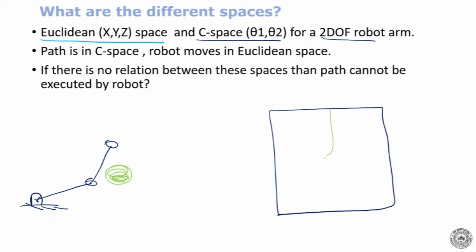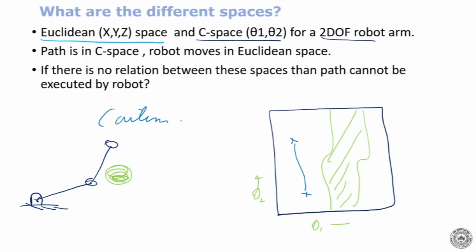So I drew the corresponding obstacle space here. This is my obstacle, this is my theta 1, this is my theta 2. Now I want to find a path from one point to another point, from this point to this point. I found a path. So from Cartesian space, I went to C space. I found the path. Why? The robot has become a point. Okay, so this has become a point now.